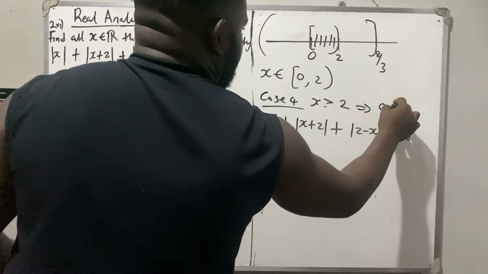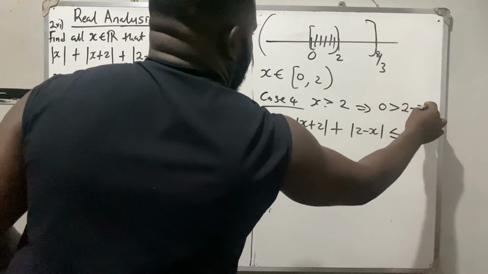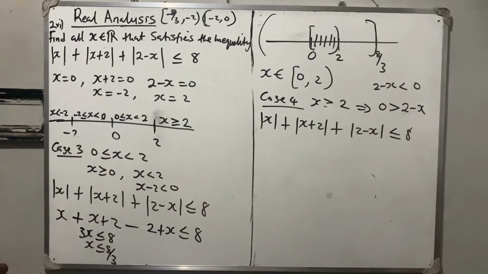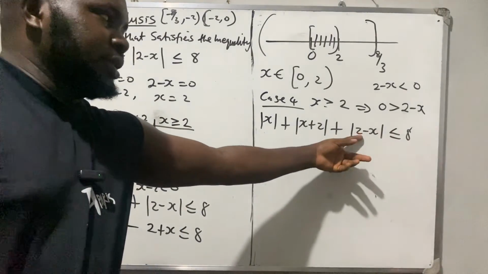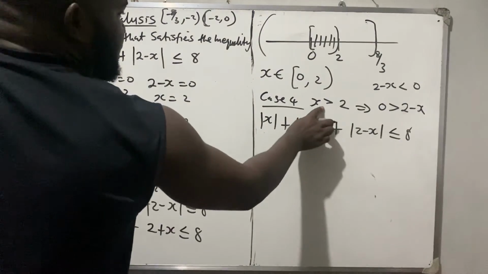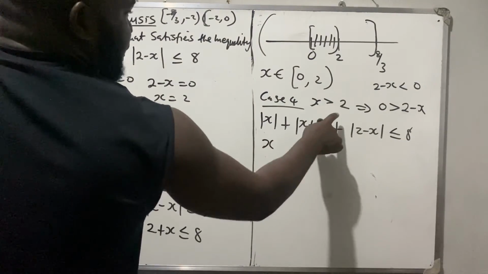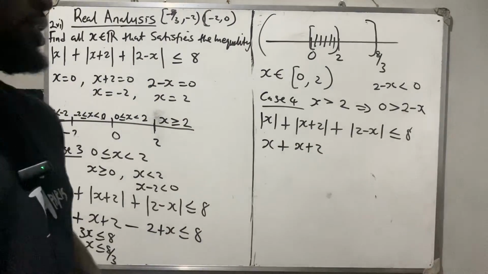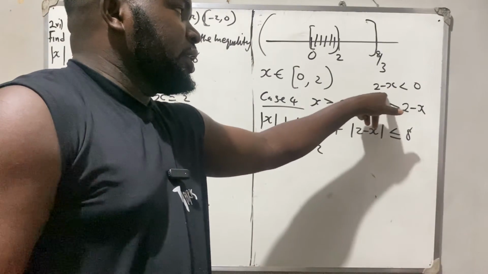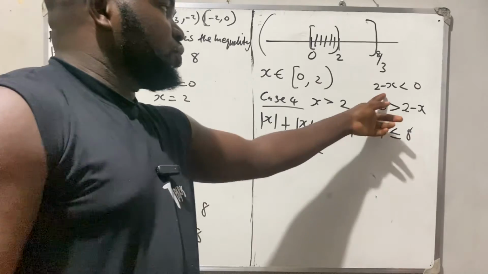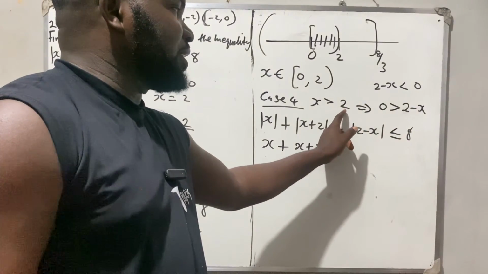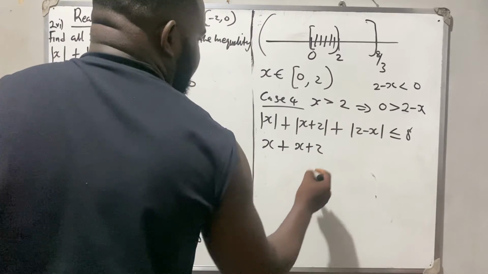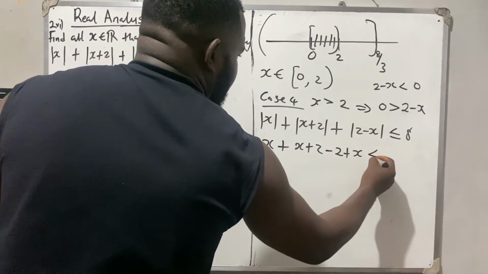It will now be 0 is greater than 2 minus x. So therefore 2 minus x is less than 0. It's better that way, so that it will look exactly the way this one is, so you don't make mistake. So now we say that x is greater than 2, shows that this is positive. If x is greater than 2, shows that this one is equally positive. So x plus 2. But here we are seeing that 2 minus x, everything here is negative. You understand? If you pick any number that is greater than 2, which is 3, for example, here is going to be negative. So negative of absolute value of something is negative of itself, which is negative 2 plus x is less than or equal to 8.